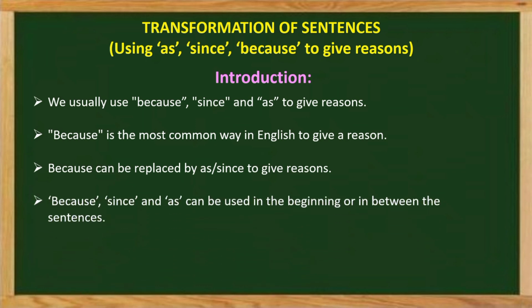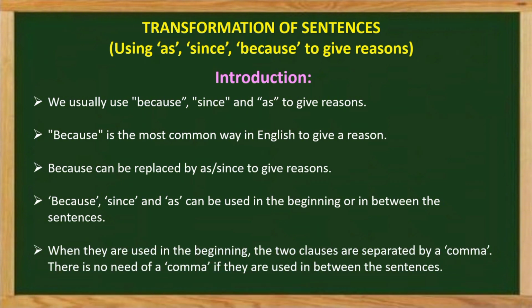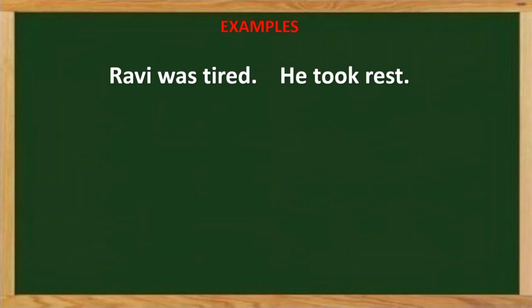So because, since and as, these three words can be used in the beginning of the sentences or in between the sentences. So remember one thing, when they are used in the beginning, the two clauses are separated by a comma. There is no need of a comma if they are used in between the sentences. Let us see some examples then. Here it is given as: Ravi was tired, he took rest. So he took rest is the result, and for that result Ravi was tired is the reason.